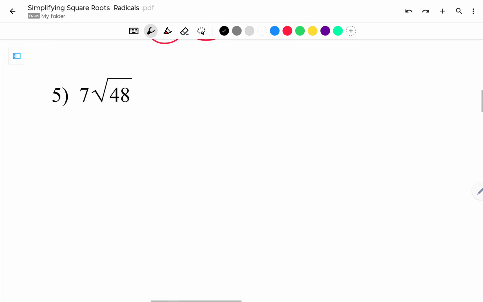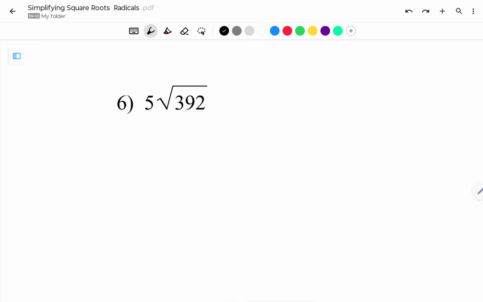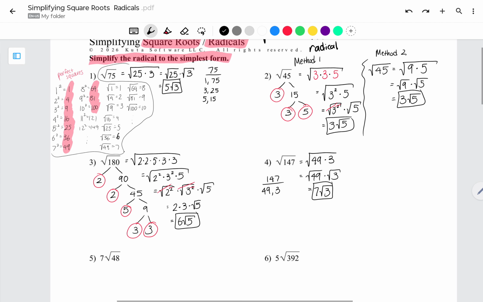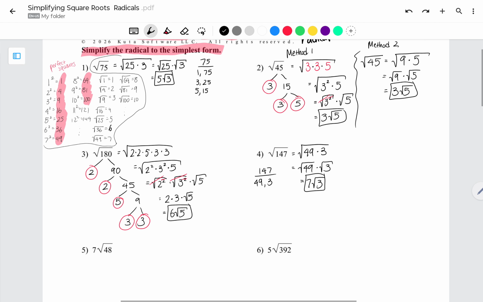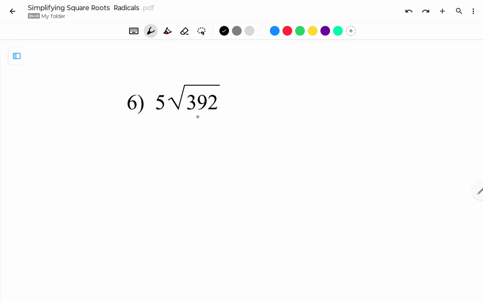So let's do this one here. Actually, let's do this one. Yeah, let's do this one. I'll do method 1 again, okay? So I'm going to keep breaking this down. This 5 is here, but let me just ignore that 5 for now. Okay, I'm going to ignore that 5. So let's break down 392.